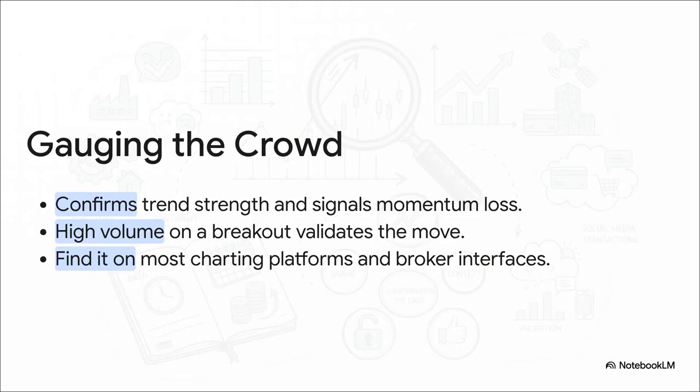Here's the thing you absolutely have to remember. Volume validates price. A big price breakout happening on huge volume is a very strong signal. But a new high on really weak, pathetic volume? Now that's suspicious. That tells you the move might not have any real momentum behind it. It's a key clue for gauging the crowd's conviction.